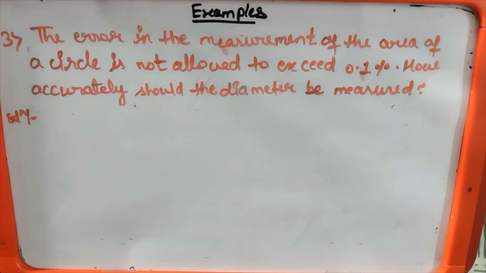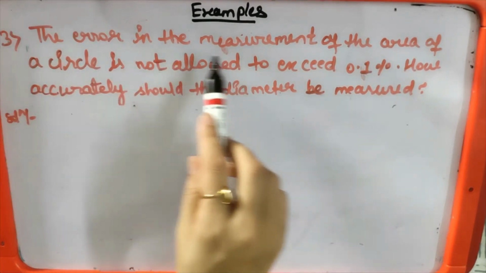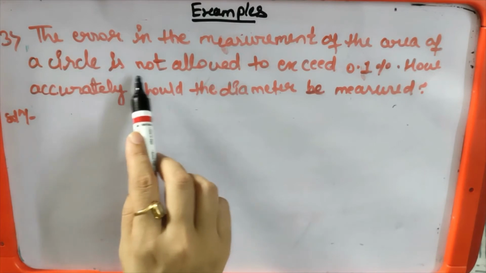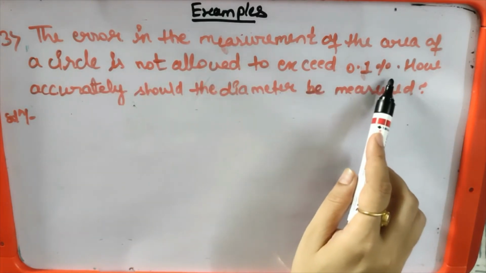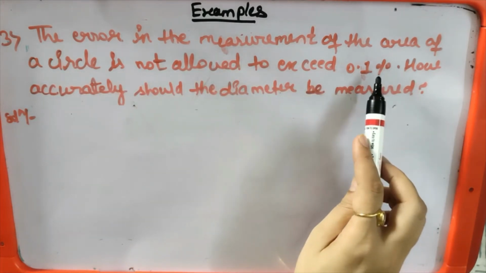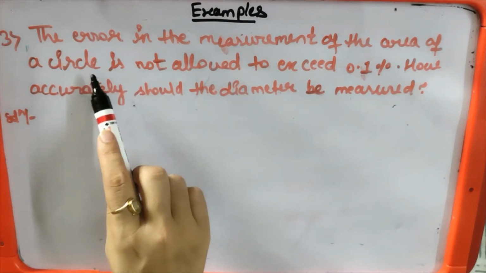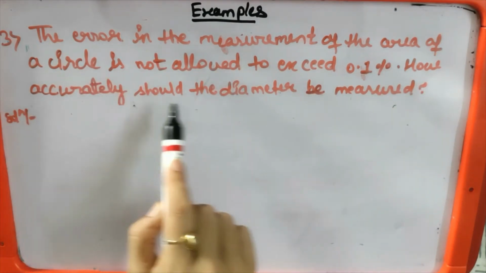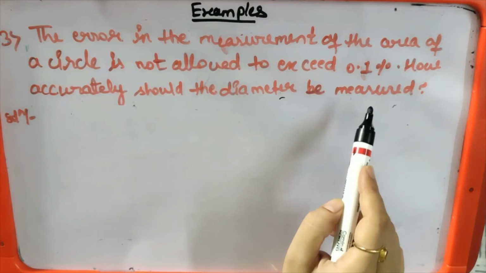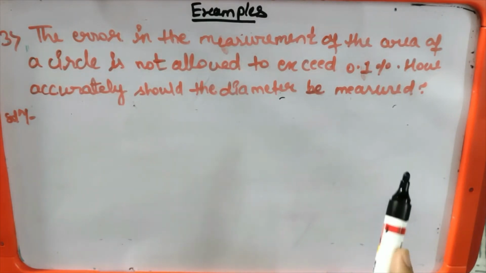Example third. The error in the measurement of the area of a circle is not allowed to exceed 0.1%. That is, our relative error is given in area of circle. How accurately should the diameter be measured? We have to find out the relative error in diameter.